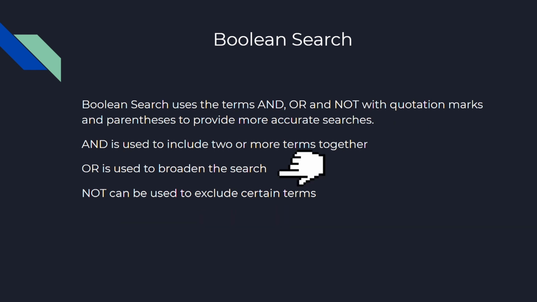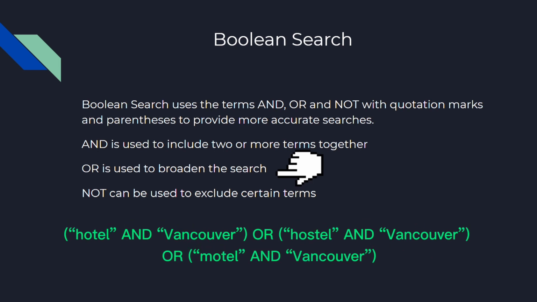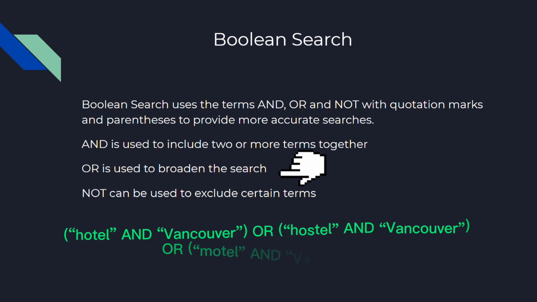The second function, OR, can be used to broaden a search. For example, I can search hotel AND Vancouver, OR hostel AND Vancouver, OR motel AND Vancouver. And it gives a search containing hotels, hostels, and motels located in Vancouver. Also in this search, I use parentheses to create a more complex search containing all the things I want to search, rather than searching them individually.